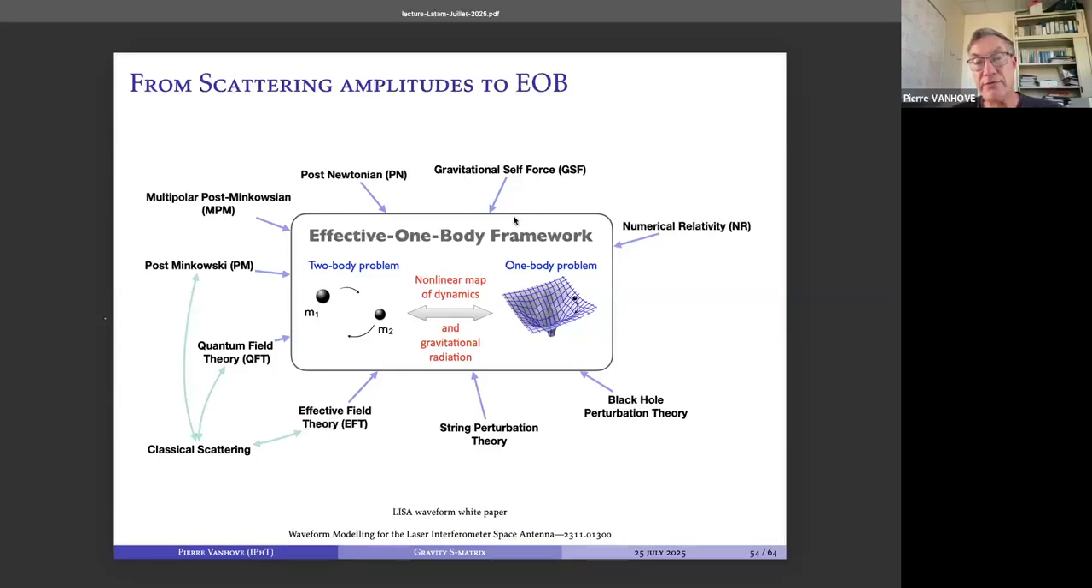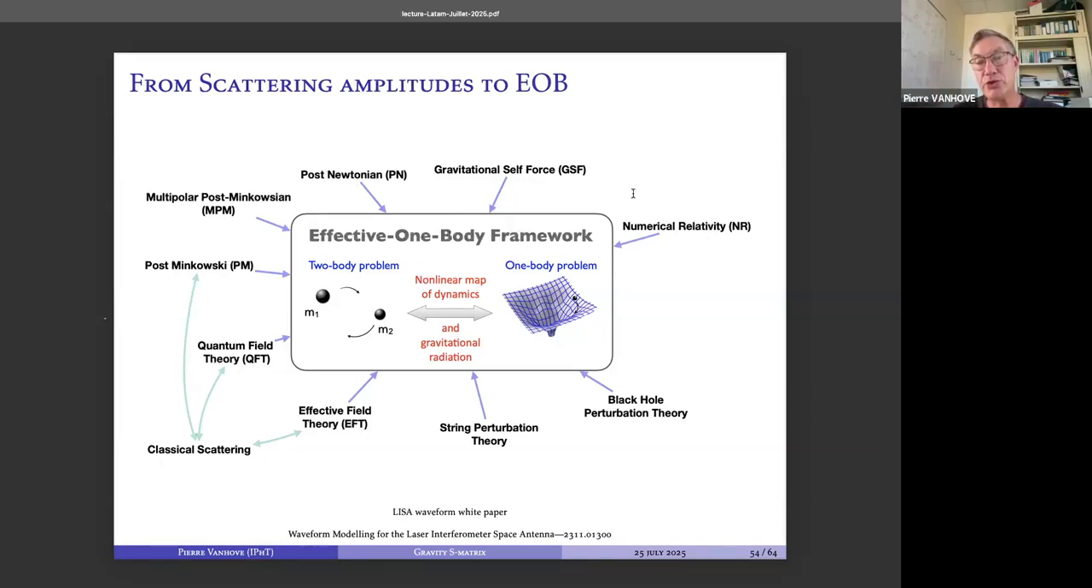The gravitational self-force is a nice framework for doing a curved background computation, but it's difficult to use if the two masses are comparable. But at the end of the day, you still get some amplitude that you can feed into the Hamiltonian I described.